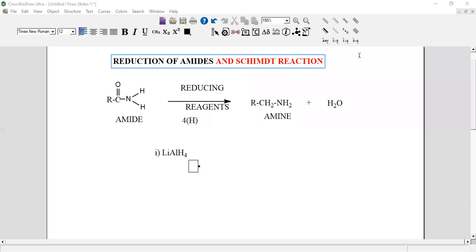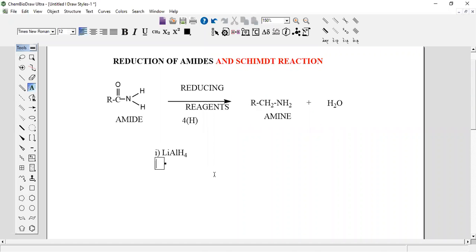I am getting okay. See, this is the first one, lithium aluminium hydride. Then what other reagent can be used? The other reagent that can be used is sodium in the presence of ethyl alcohol, that is C2H5OH. This is another reagent that can be used to convert the amides into amines.